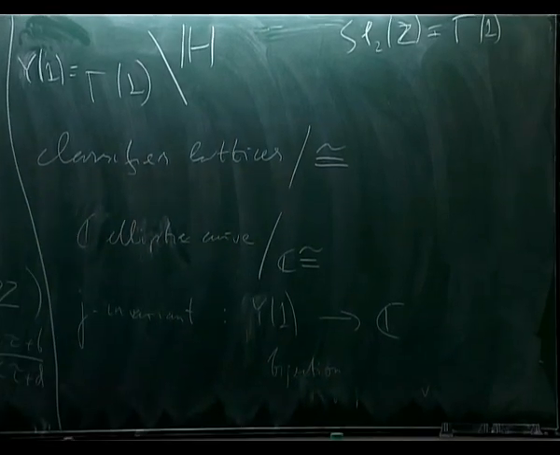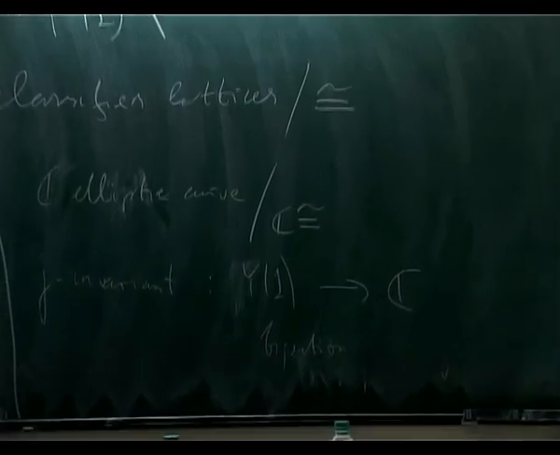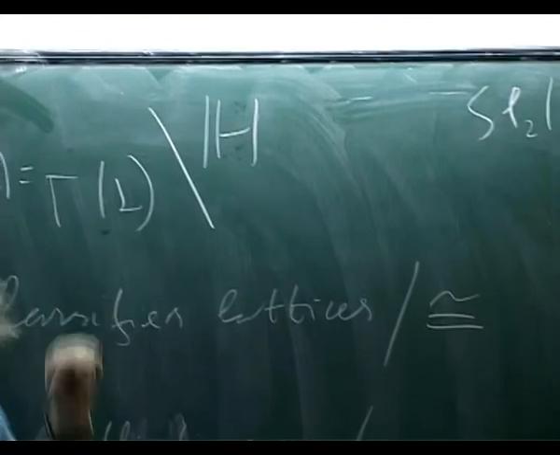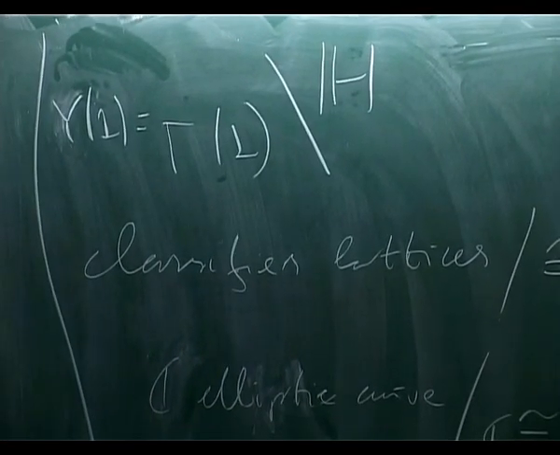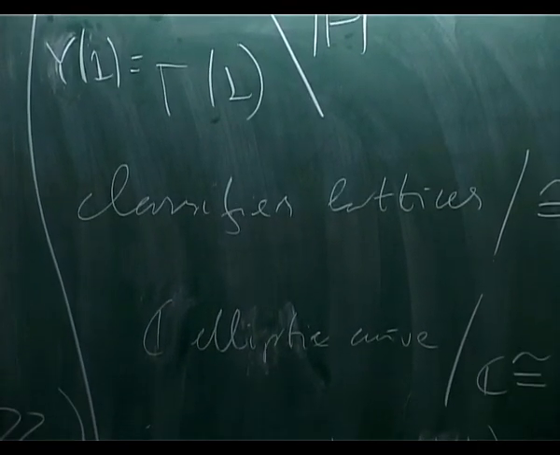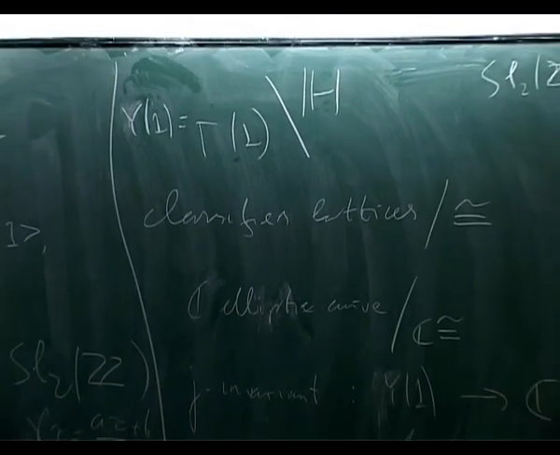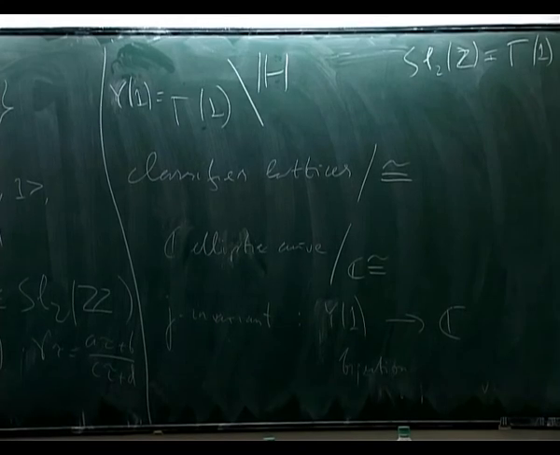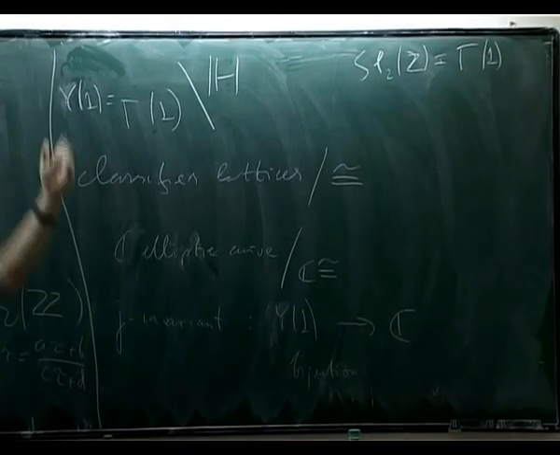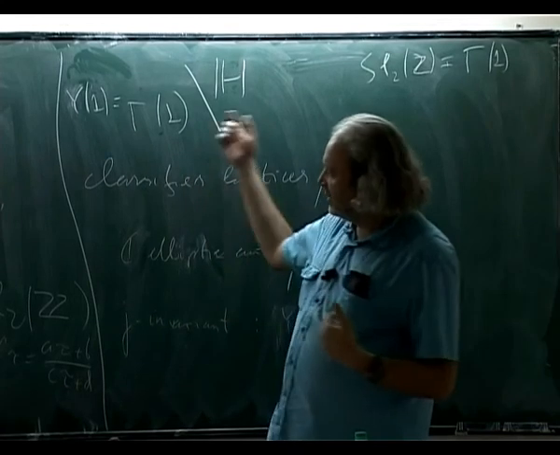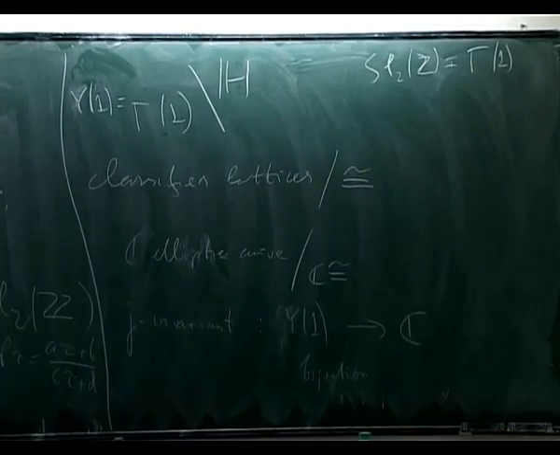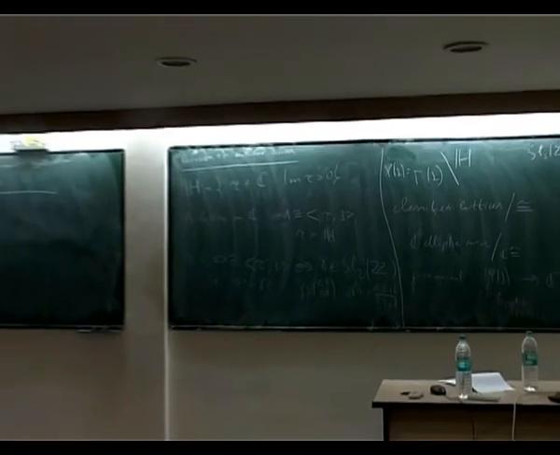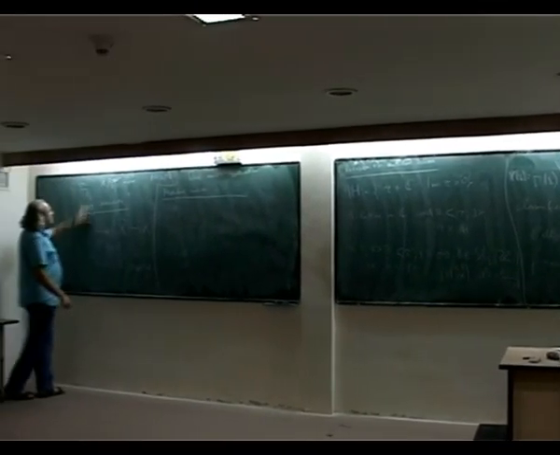Now, Y of 1 is a quotient, so let's consider it analytically as a Riemann surface. It is not a compact Riemann surface, it has one hole in it, and we can compactify it. How do we compactify? We add one point, which is called the cusp. And it is done as follows. So consider the extended Poincare plane.